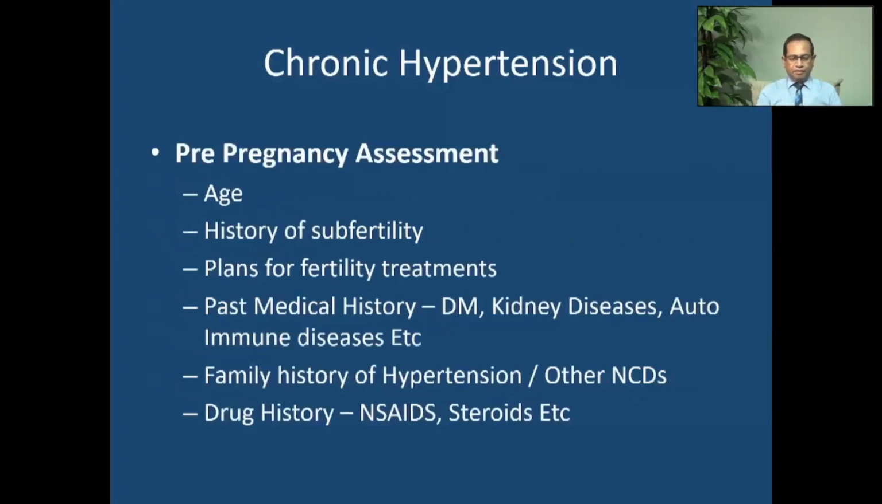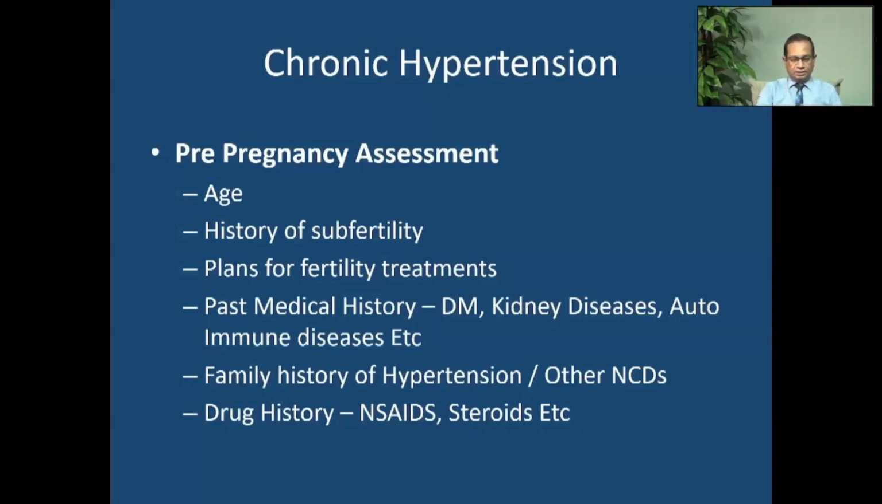So if a lady comes to you for a pre-pregnancy assessment, it is very important to take a proper history and examination. First, you should know the age, because if that lady is less than 40 years of age and found to have high blood pressure, then she comes under the category of young hypertension. Also, you have to go through the history of subfertility, whether there are any previous miscarriages, and what their current plans are, whether they are planning fertility treatments like IUI or IVF, and so on.